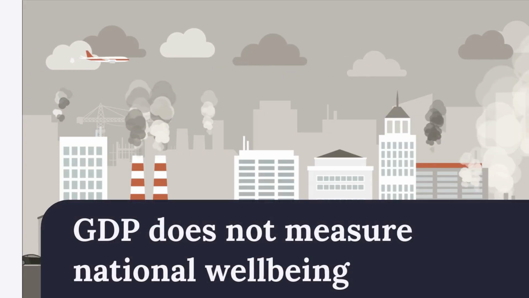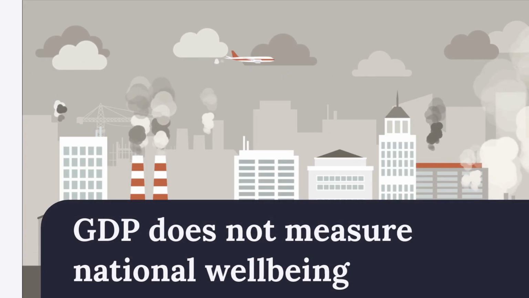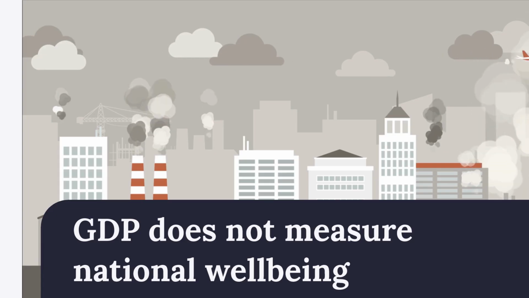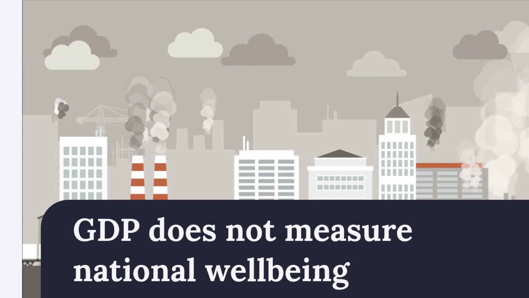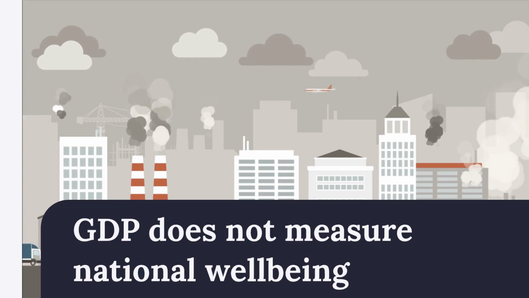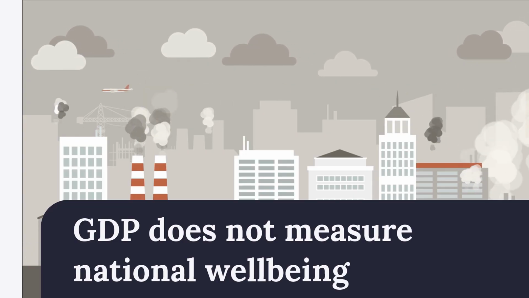GDP measures economic output, not well-being. It ignores environmental sustainability and social progress. Resource depletion and pollution are not accounted for. GDP can rise while degrading natural capital. It's an incomplete indicator of national progress.